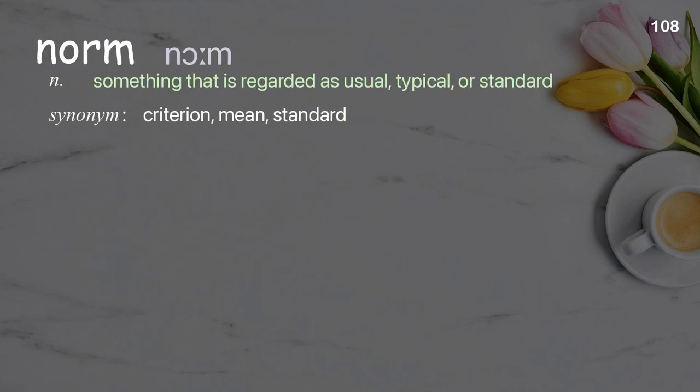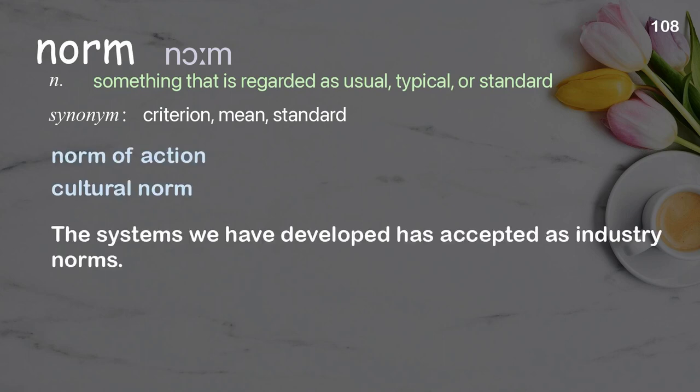Norm. Something that is regarded as usual, typical, or standard. Examples: norm of action, cultural norm. The systems we have developed have been accepted as industry norms.